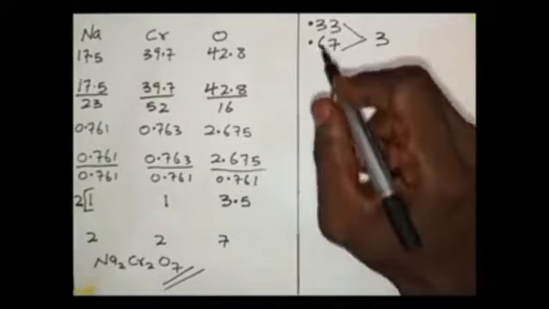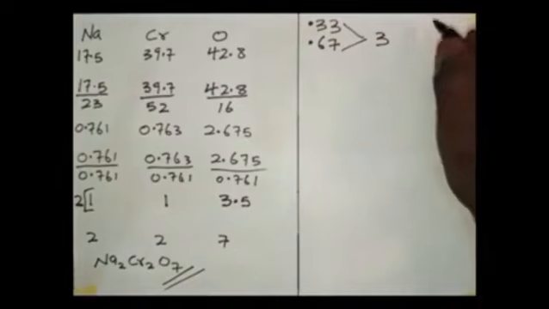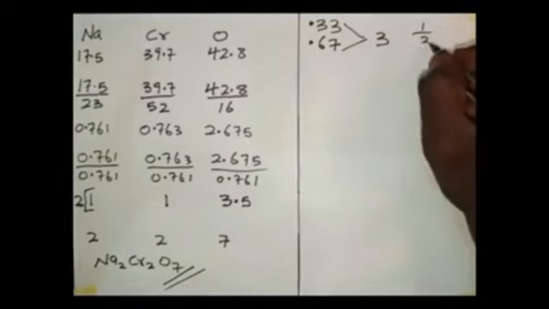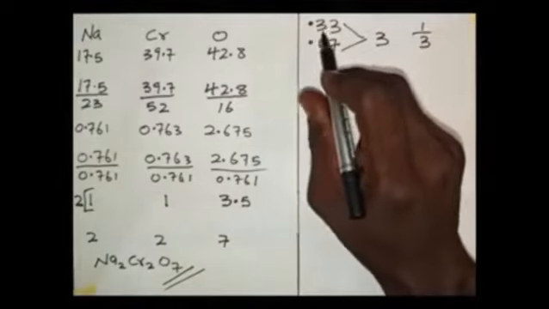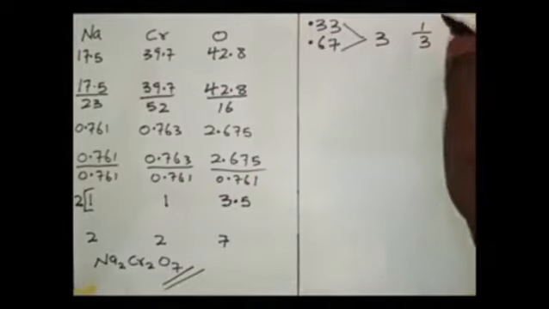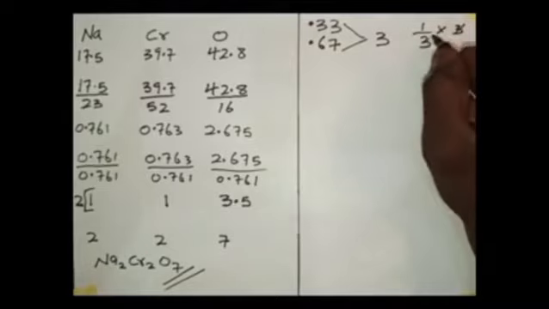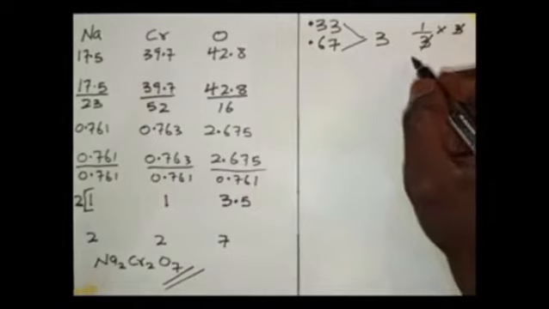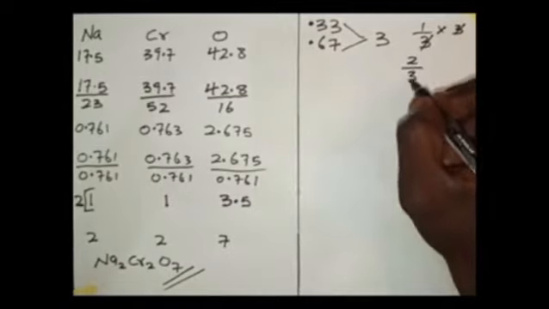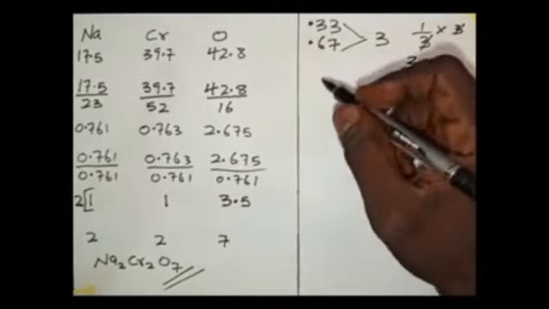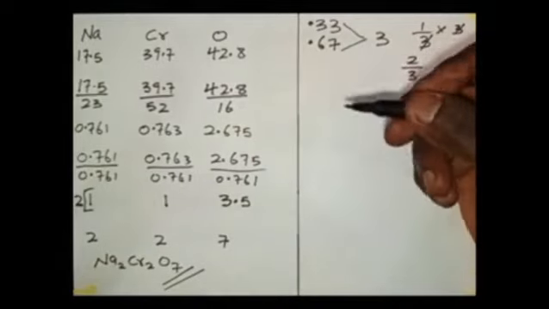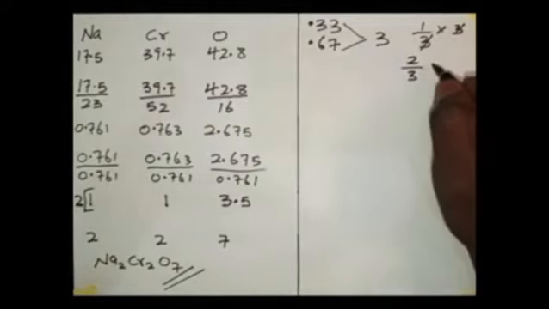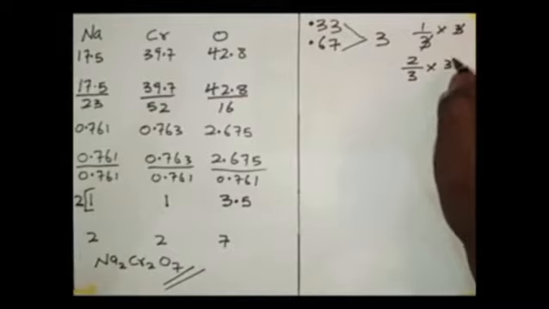Now, why are we multiplying by 3? Don't forget that 1 over 3 is equal to 0.33333. So to make this a whole number, I'm going to be multiplying through by 3, because 3 makes this a whole number. Now, what about the 0.67? 2 over 3 is equal to 0.66666, which is equivalent to 0.67. So to make this a whole number, I'm going to multiply through by 3.